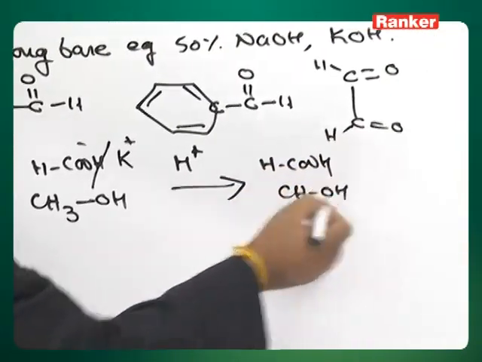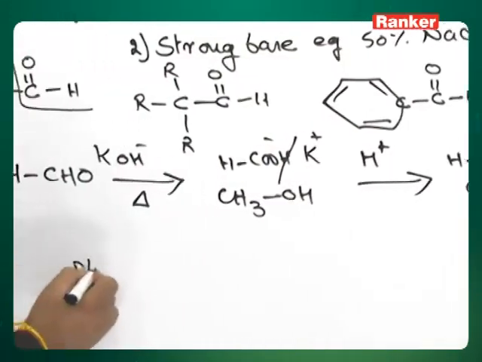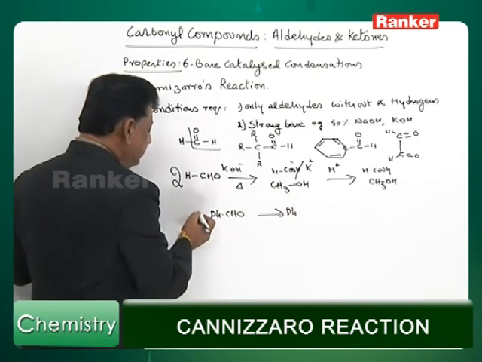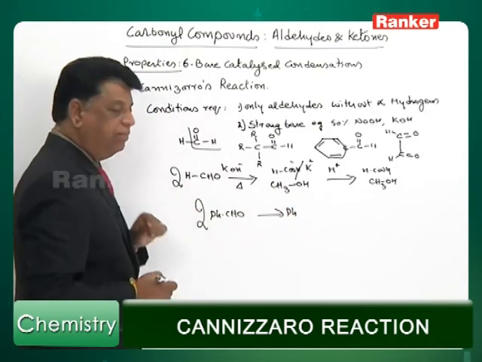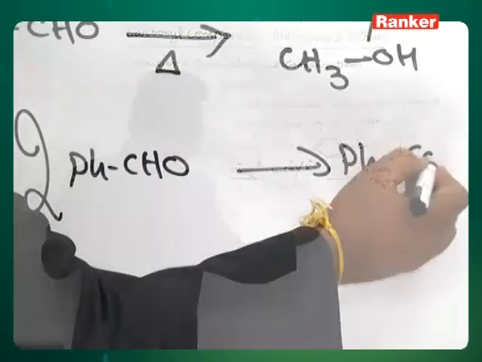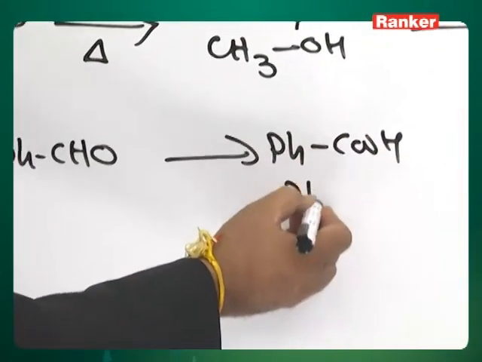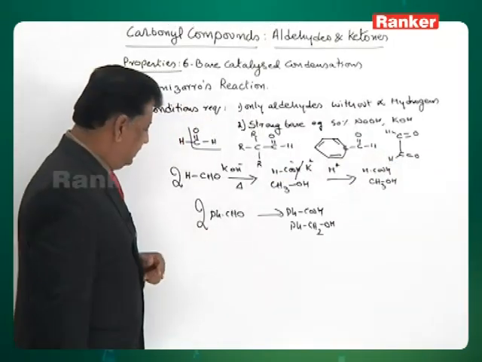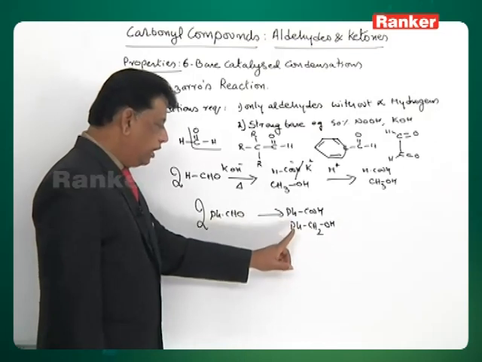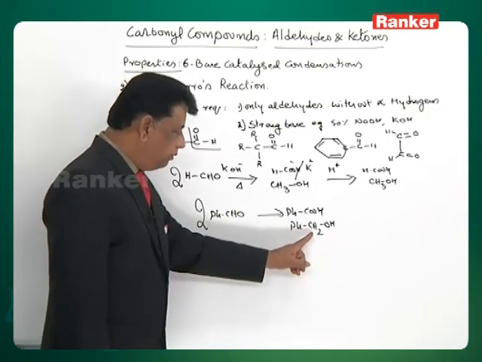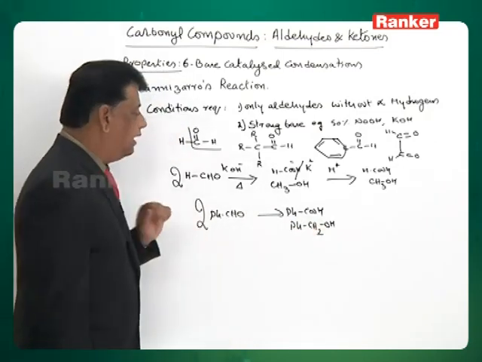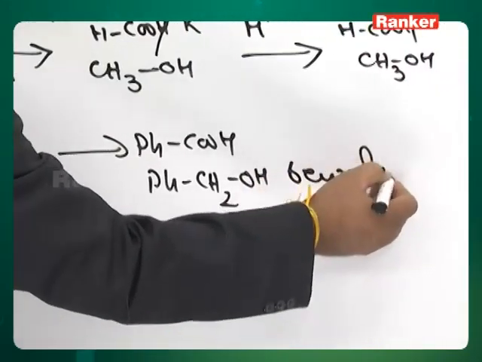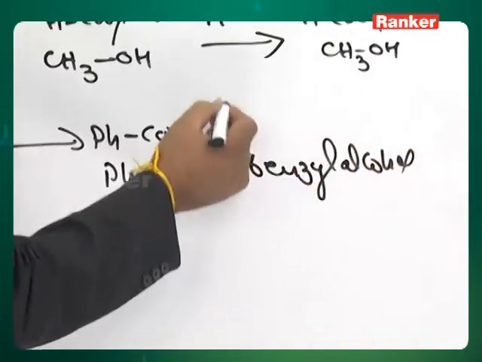Similar is the case with benzaldehyde. I will take benzaldehyde. What happens? Of two benzaldehyde molecules participating, one becomes benzoic acid, and the other one becomes benzyl alcohol. So, the number of carbons, as I said, will not increase or decrease. Benzene plus one carbon: here also it is not phenol, it is benzene plus one carbon with OH. That is benzyl alcohol, not phenol. The other one is benzoic acid.